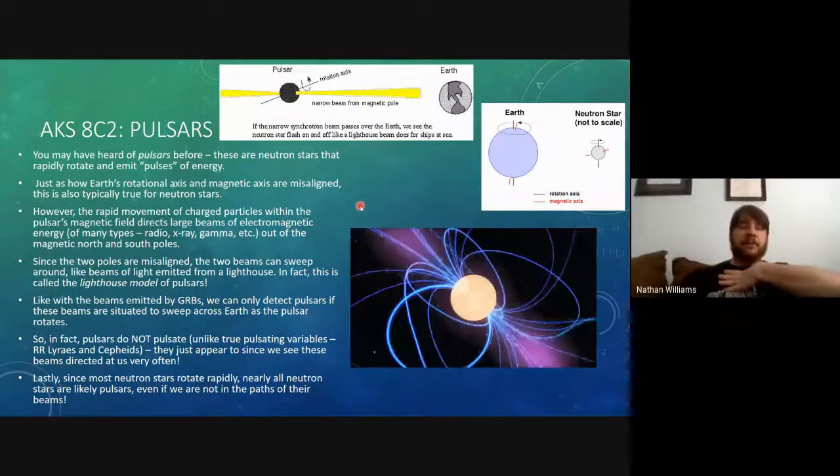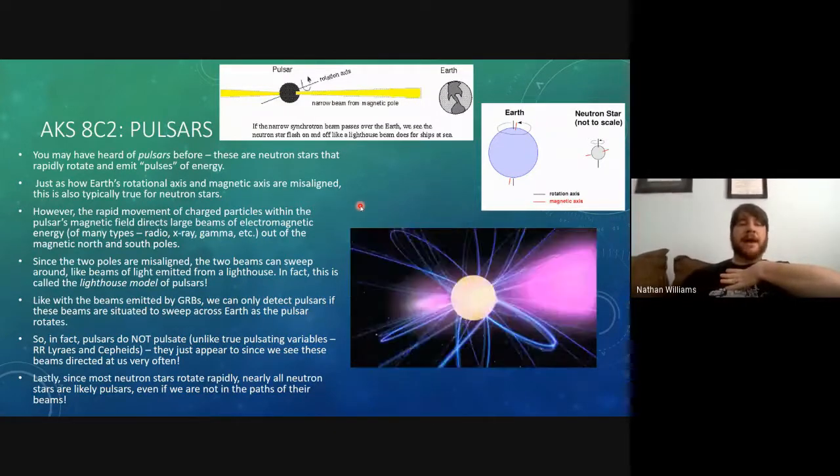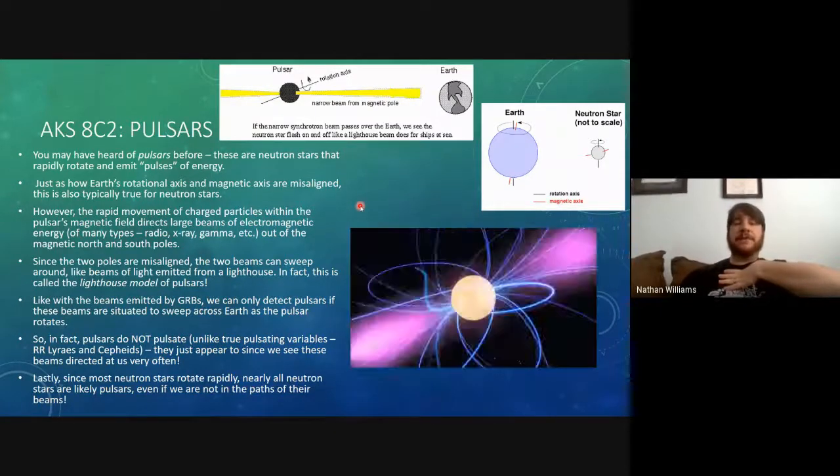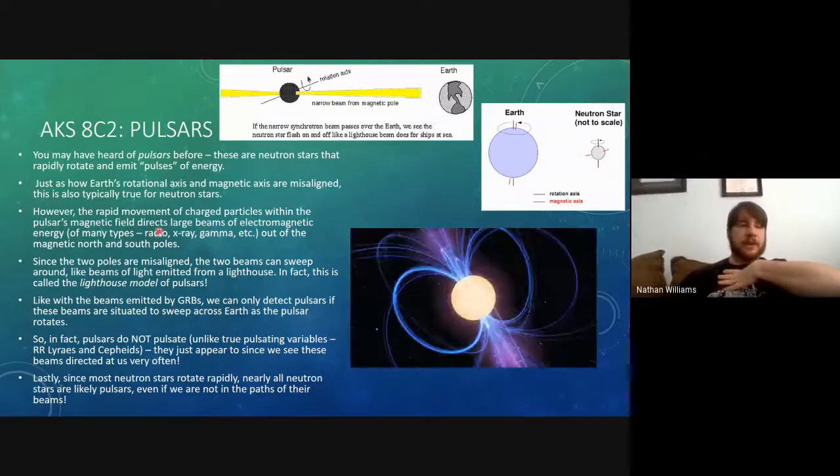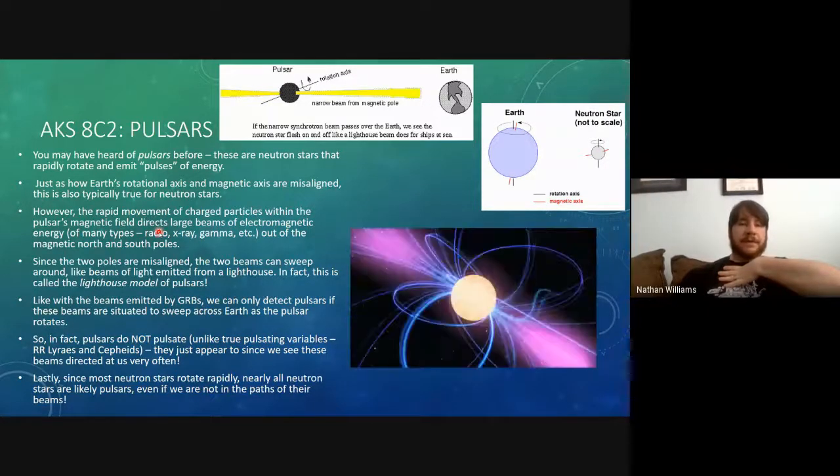This was first detected, by the way, in the 60s. That's kind of where this dates back to. The 1960s is when we first really found this, and it was found with a radio telescope specifically. But we've discovered many, many more since then.